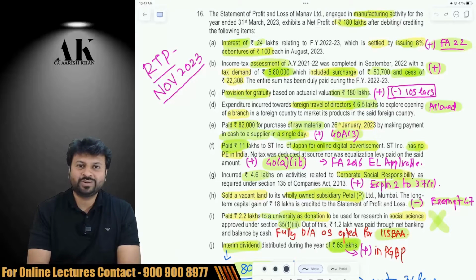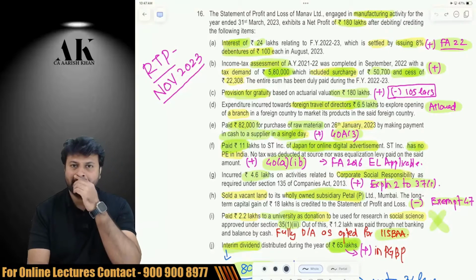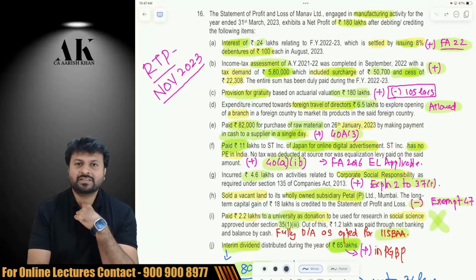I hope you all are doing good and I hope your studies are going great for your upcoming November 23 exams. So here we continue the legacy of discussing the past papers, past RTPs, past MTPs, which we have left in May 23. We are continuing for November 2023 exams. So till May 23, we have discussed around 19 papers.